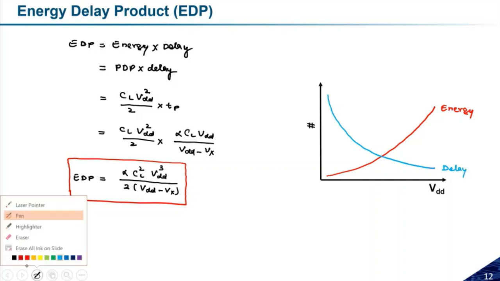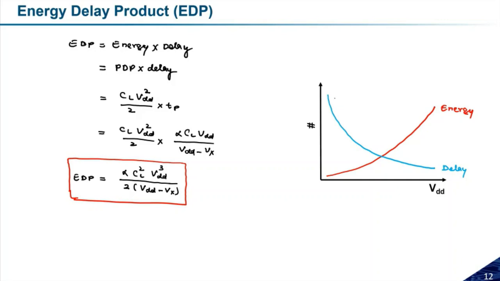Similarly, the energy delay product can be calculated like this, EDP, and we need to find some optimum value at which we get the best supply voltage, at which the EDP is optimal, so we can use it. So this is all about the energy delay product.